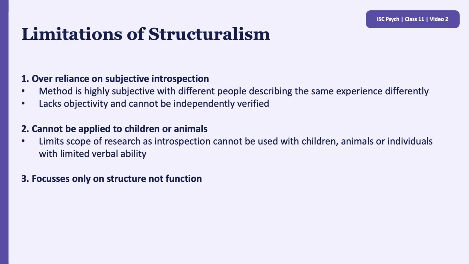Being one of the earliest schools of thought, structuralism had several limitations, which were addressed by the later schools. This is an important section for your exams. The most important one was the over-reliance on subjective introspection. The method was considered to be highly subjective, with different people describing the same experience differently. It lacked objectivity and could not be independently verified.